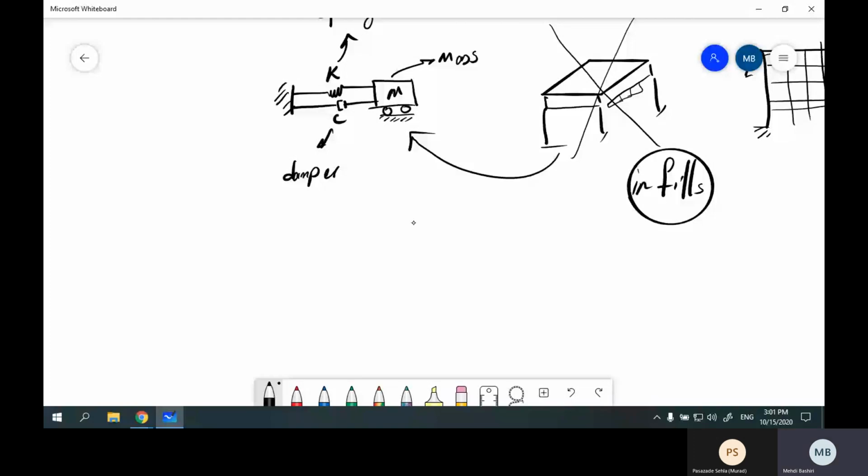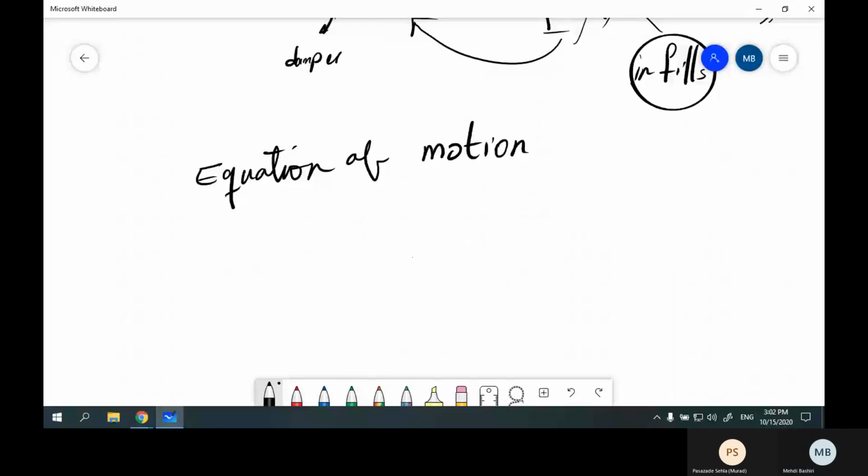For this one, if you remember, I told you that we need to find the free body diagram. And by using the free body diagram, we can develop the equation of motion. For this system, M, if we have a force P in this way, for example, this is positive x, and this is negative x.